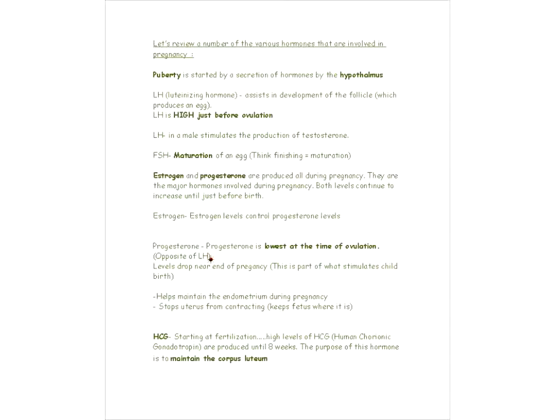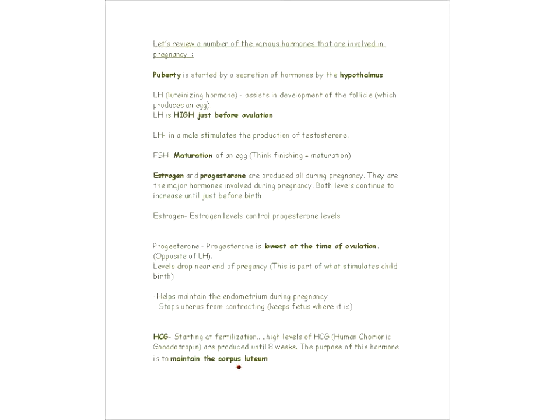Progesterone is the lowest at the time of ovulation. It's the opposite of LH. Levels drop near the end of pregnancy, and this is part of what stimulates childbirth. And here are two other purposes of progesterone as far as the endometrium and the uterus. HCG, that's human chorionic gonadotropin. It's a bit of a mouthful. That's produced until 8 weeks, and the purpose of this is to maintain the corpus luteum.